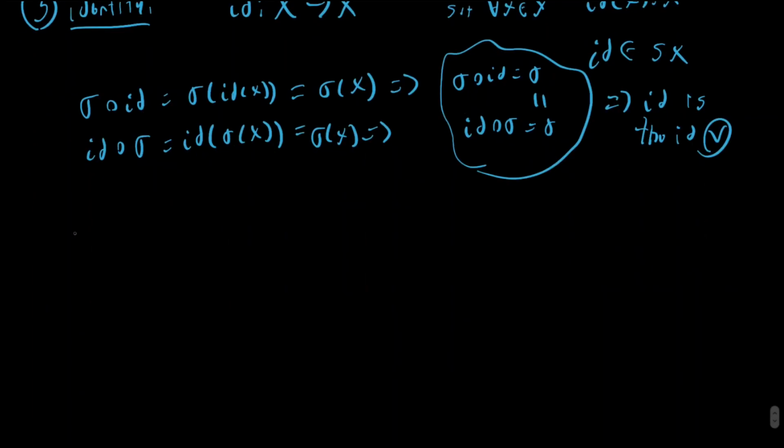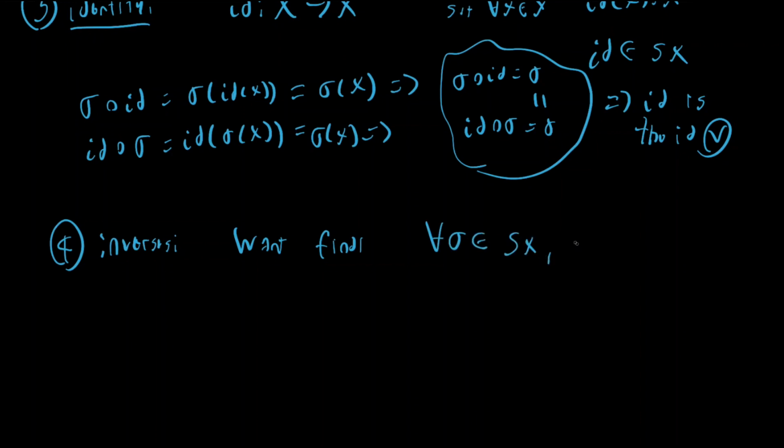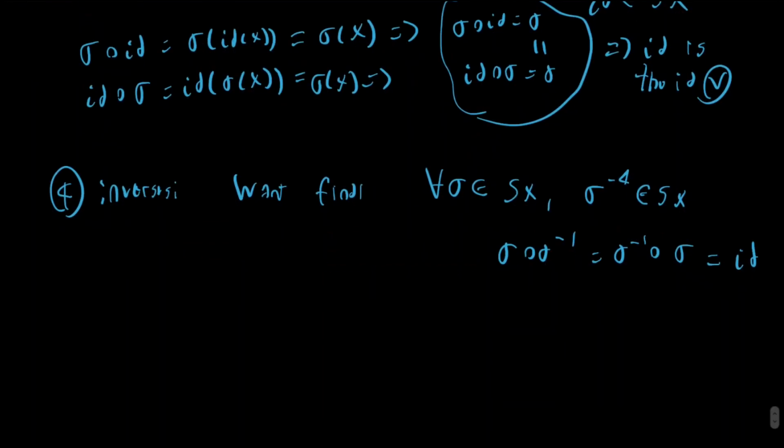And now for the last thing, we have to prove the existence of inverses. So in other words, for any sigma in S of X, we want to find an element sigma to the minus 1 inside of S of X, such that sigma composed with sigma to the minus 1 is equal to sigma to the minus 1 composed with sigma, and it should be equal to the identity. So how can we do this?